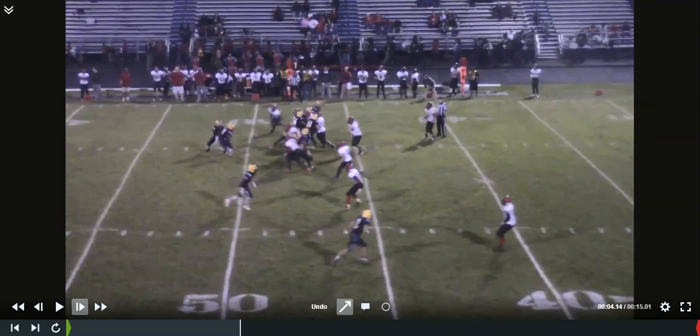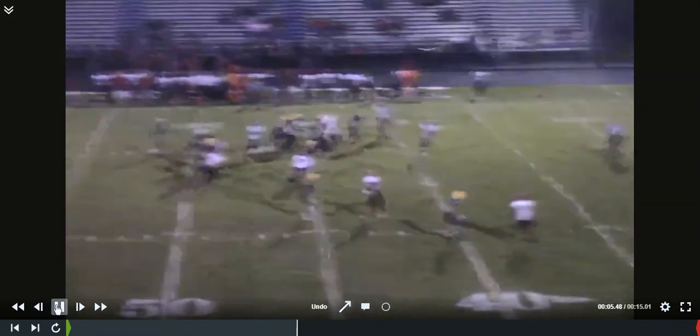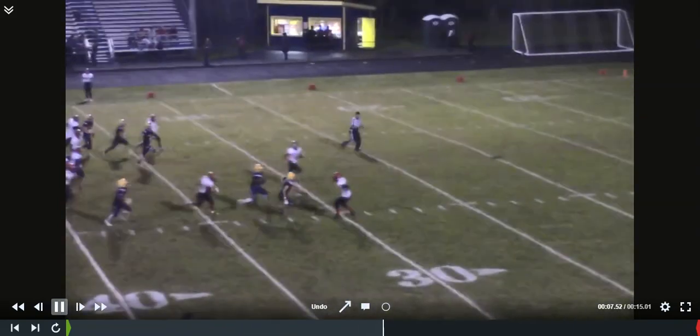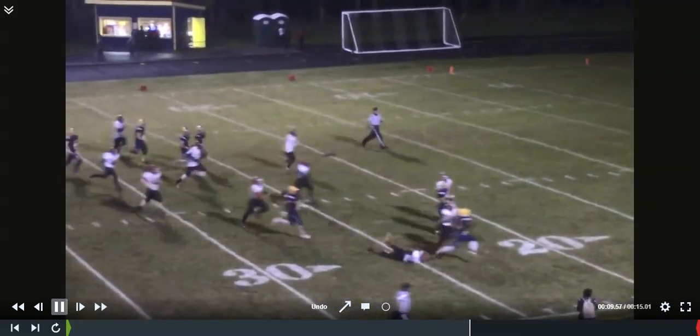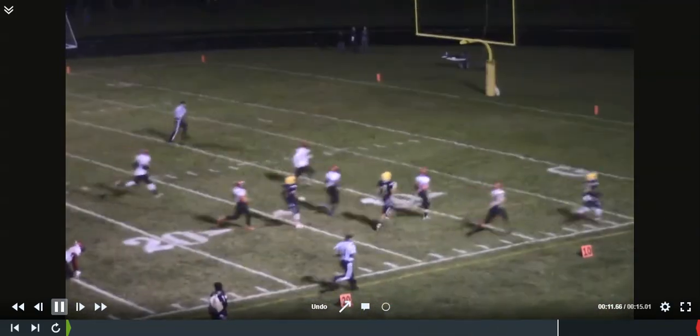We tell him if he goes inside, keep it. If he steps forward, give it. And it's a quick decision. So he gives it, and we get a great run by our fullback.